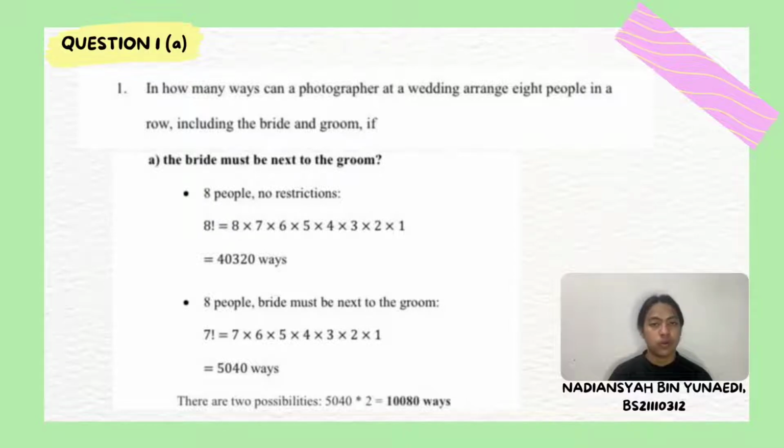Now, for each of those 5,040 arrangements, there are 2 possibilities: the bride then the groom, and the groom then the bride. That makes the total possible arrangements 5,040 multiplied by 2. Then the final answer with the bride next to the groom is 10,080 ways.